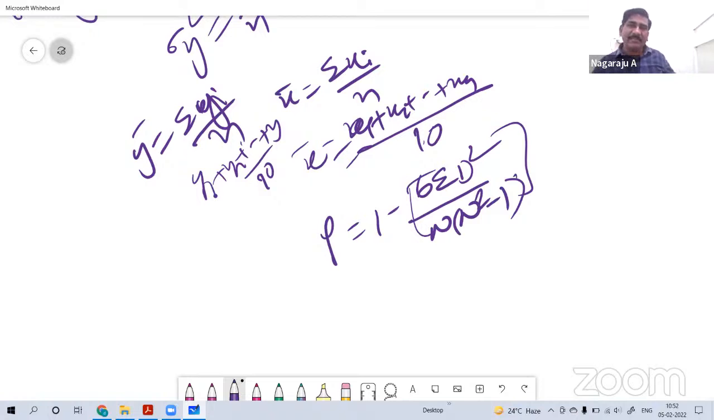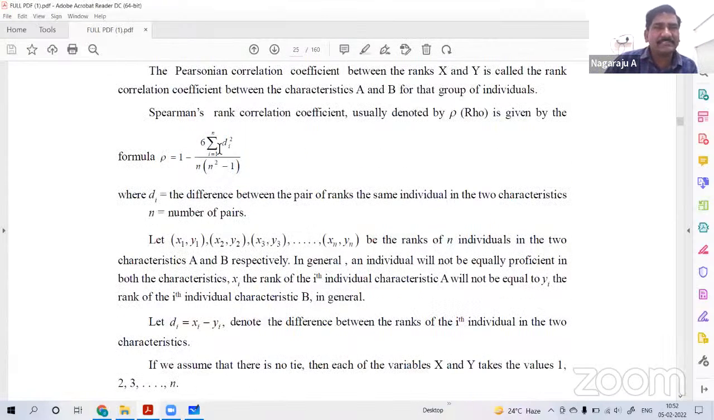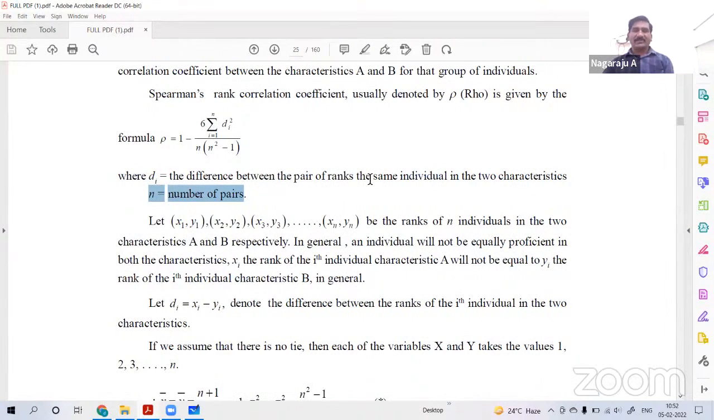So I will take this formula and solve a problem. Rho equals 1 minus 6 sigma d square by n into n square minus 1. N is the number of pairs we have, and di is the difference between the pair of two ranks given to the same individual for the two characteristics. Here the scattered data will be given as xi and yi: x1 y1, x2 y2, x3 y3, x4 y4, up to xn yn. All n individuals will have two characteristic values.